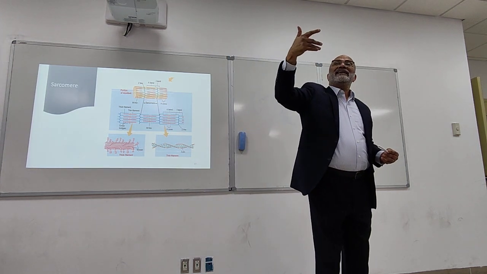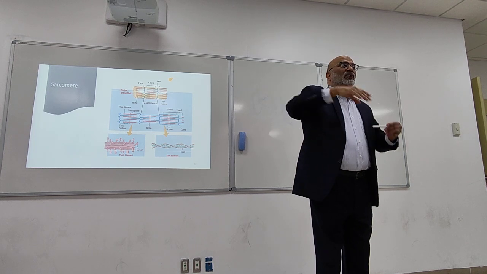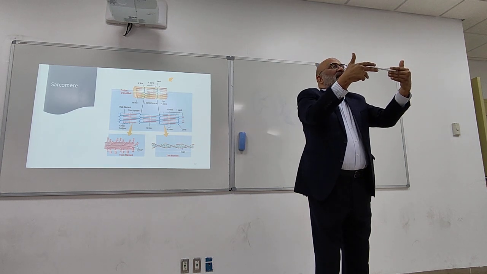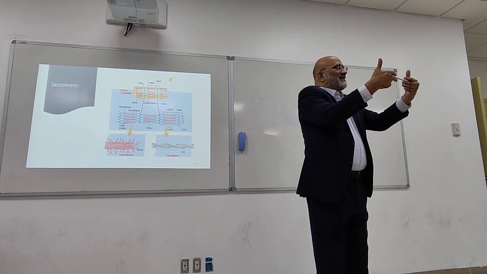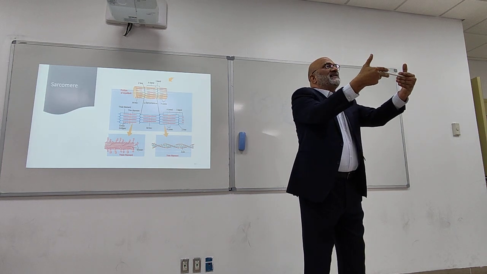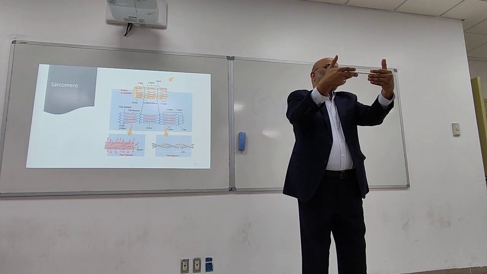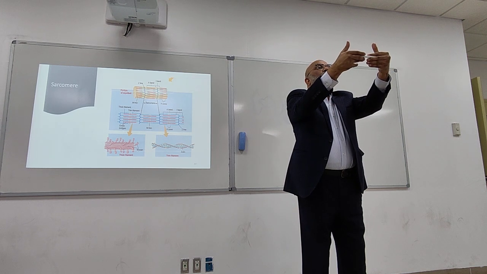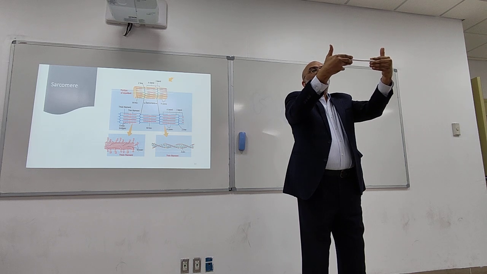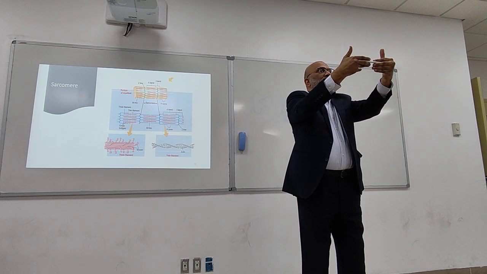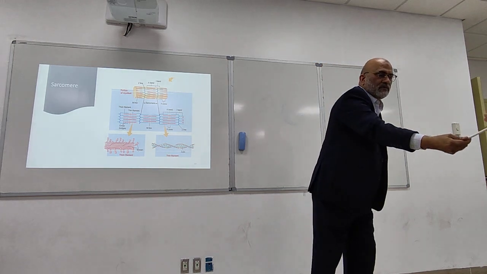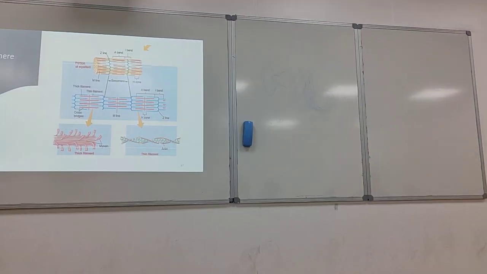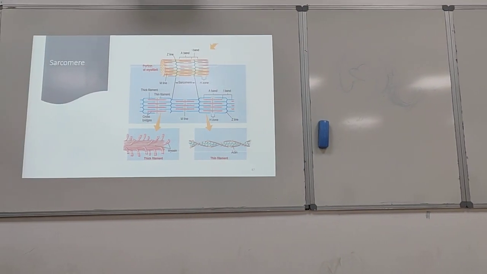What is connected with the Z line? Actin. And the actin filaments are like this. So from one Z line to the other Z line, it is called the sarcomere. What is contraction? It will slide and become short. What is relaxation? It will slide and become big. What is contraction? Small. The sarcomere becomes small. So the sarcomere is the distance between two Z lines.